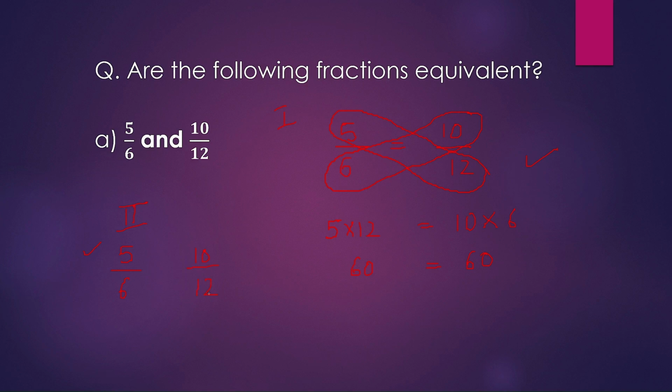Can you find out a common factor of 10 and 12? Yes, you're right. That's 2. So, let's divide both the numerator and the denominator by 2, and we will get 5 by 6. So, since both the fractions have their lowest form as 5 by 6, that means both the fractions are equivalent to each other.